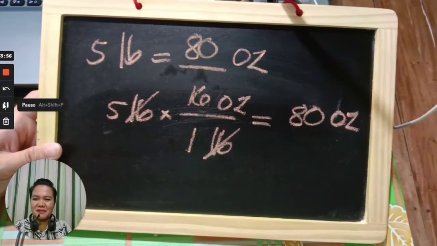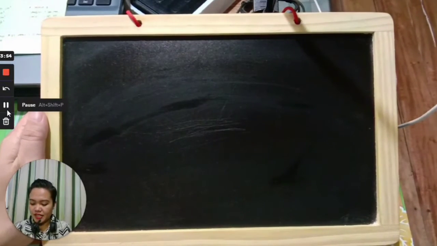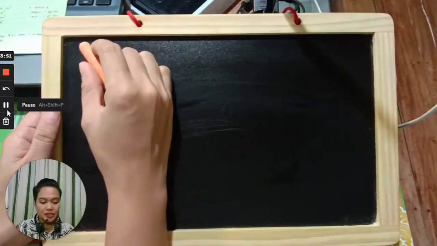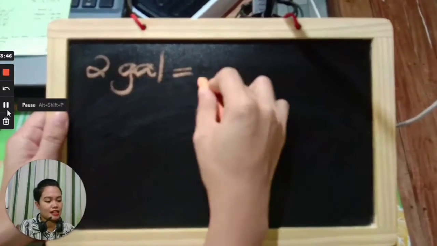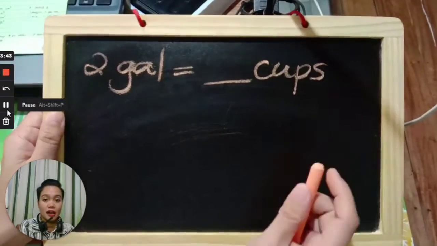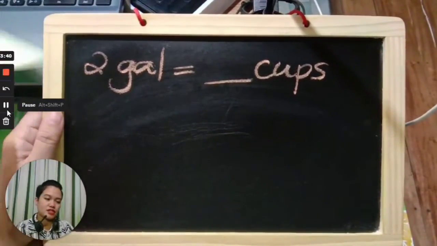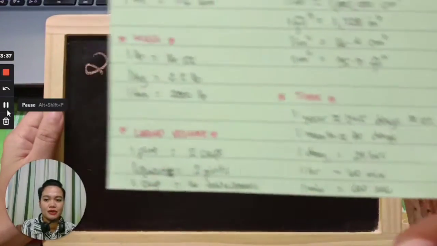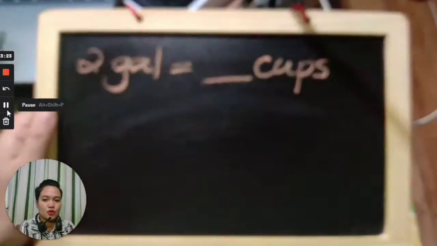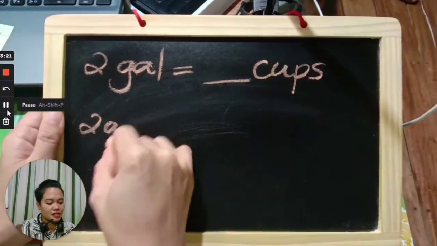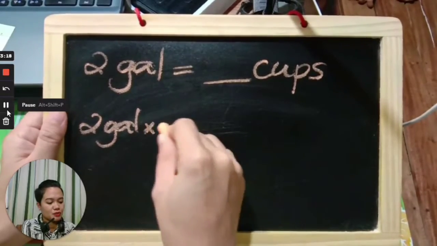Alright, more examples. Okay, next example will be for the liquid volume. What if we have 2 gallons? And how much is that in terms of cups? Okay, so of course, we make sure we have that in our list or chart. So, gallon. This is going to be a long conversion because we don't have a gallon immediately equal to cups. So we'll start off with the given 2 gallons, multiply that with a conversion factor.